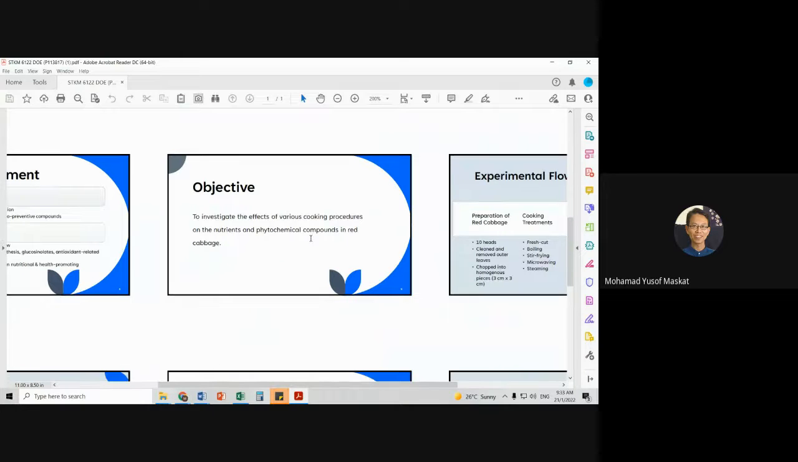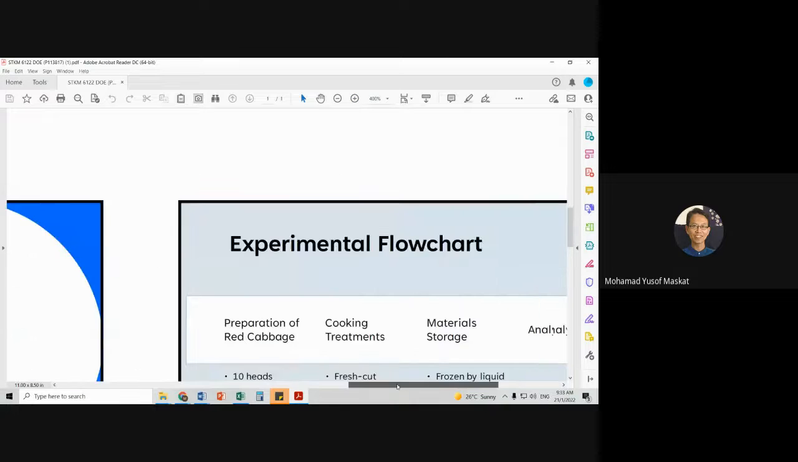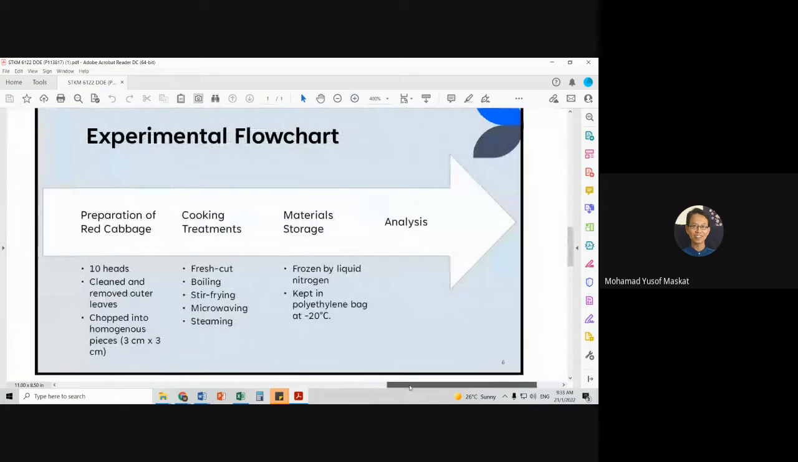Okay, so to investigate the effects of various cooking procedures on the nutrients and phytochemical compounds in red cabbage, if we were to look at the experimental flow chart, you have the preparation of red cabbage and then the cooking treatments consisting of fresh cut, boiling, stir frying, microwaving, steaming, and then the materials, and then the storage: frozen by liquid nitrogen, and then kept in a polyethylene bag at -20 degrees C.